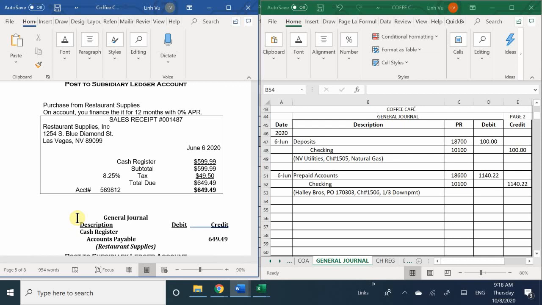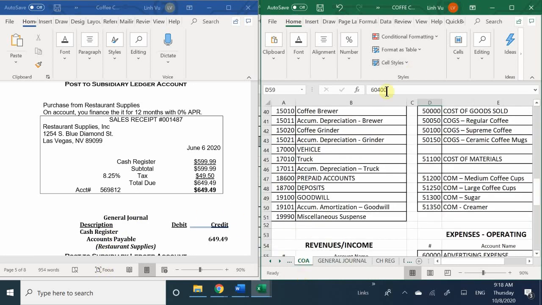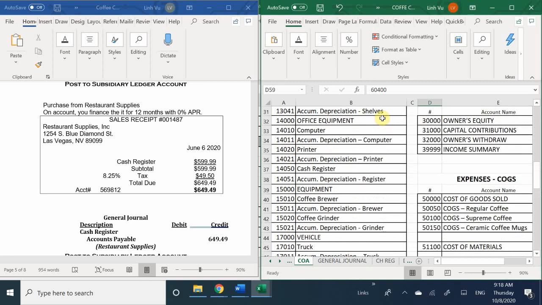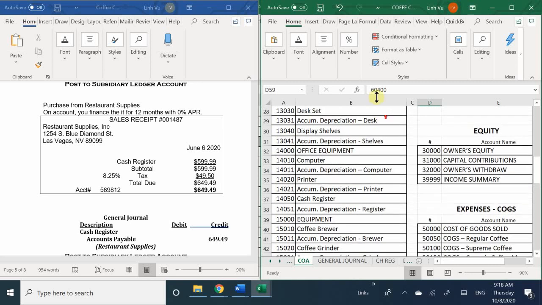So here, Restaurant Supplies decided to give us a nice little financing option. And you know what we did? We took it. So, what's my journal going to look like? So I actually got a cash register. So let's go use our chart of accounts. Do we actually have a cash register asset in our chart of accounts? Yes, we do. 14050.